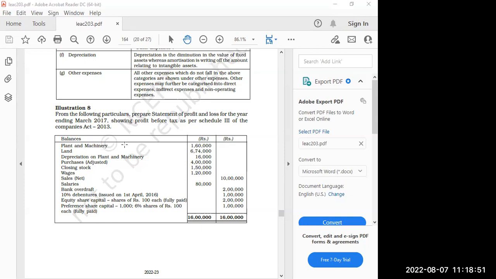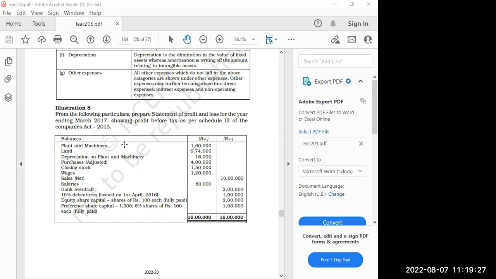Bank overdraft, what is bank overdraft? You have taken more money from the bank than how much you are keeping in the balance. That's called bank overdraft. So it is an expense? Sorry? It's a liability. Liability. 10% debentures issued on 1st April 2016, 1 lakh rupees. What is this? It's a liability. You borrowed money from the general public by giving a document. The document is called debenture. And you agreed to pay interest of 10% per annum. How much you borrowed? 1 lakh. When you borrowed? 2016.